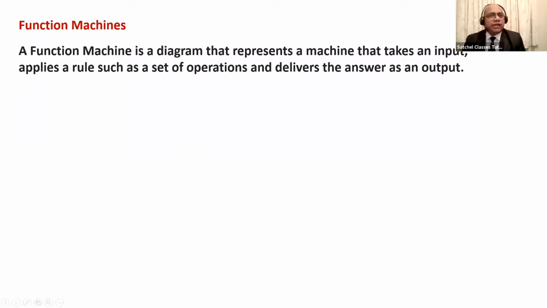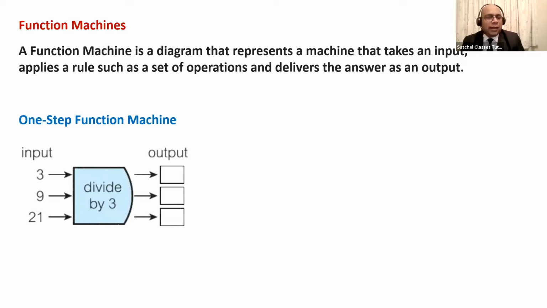A function machine is a diagram that represents a machine that takes an input, applies a rule, such as a set of operations, and delivers the answer as an output. It's as simple as that. For example, we can have a one-step function machine where there's one rule. So divide by 3 is the rule. What will be the output for each of the inputs which are given? So 3 divided by 3 is 1, 9 divided by 3 is 3, and 21 divided by 3 is 7.